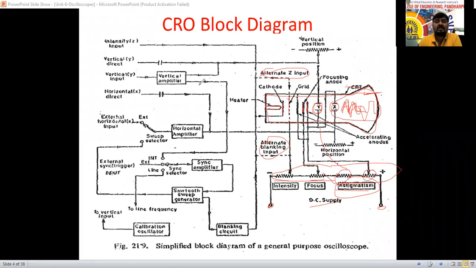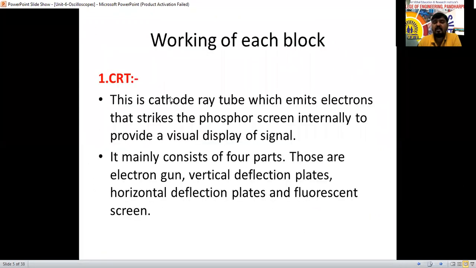So this is just the basic or overall operation of the CRO block diagram. Mainly we'll discuss block-wise now. The first thing is called the CRT. The main heart of this is the CRT only. This CRT is nothing but the cathode ray tube we are going to consider.